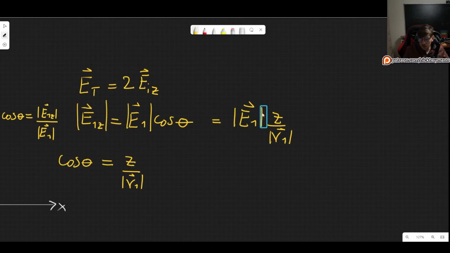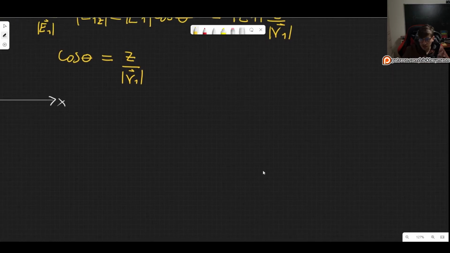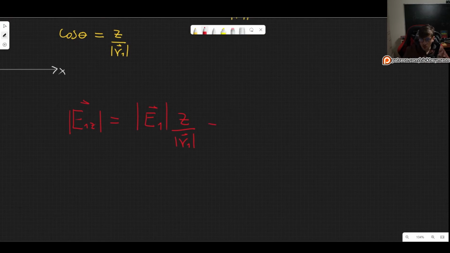Now, what is the modulus? Actually, I'm going to go down a little bit. So here. The modulus of E1z is the modulus of E1 times cosine theta, which we just saw is z over the modulus of R1. Okay, so what is the modulus of each one of these individual things? Well, the modulus of E1 is 1 over 4 pi epsilon 0 times the charge that is producing it, which is Q, divided by the modulus of R1 squared.